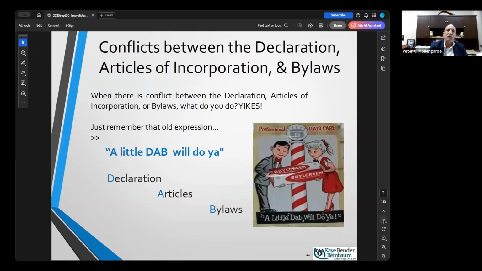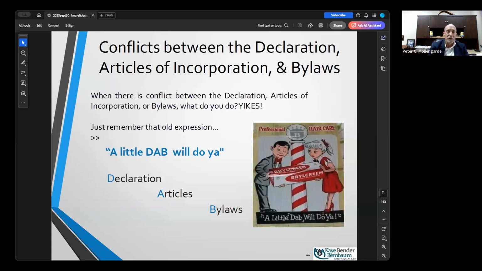All right. There's also conflicts with your own documents. And what we have here is an ad from like 1952, something Jeff was around for. So when there's a conflict between your declaration of covenants and restrictions, your articles of incorporation, and the bylaws, what controls?